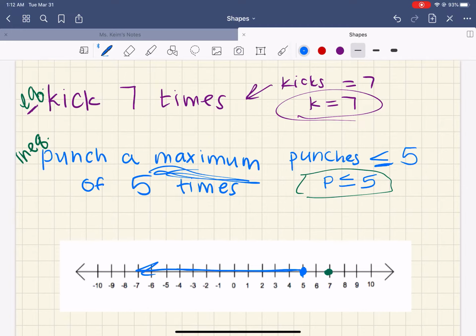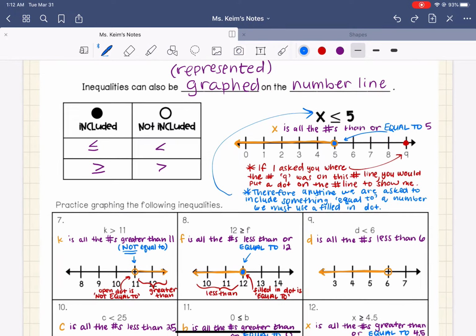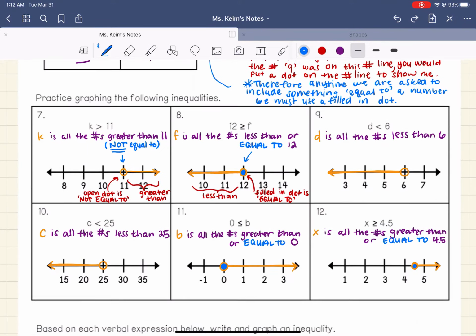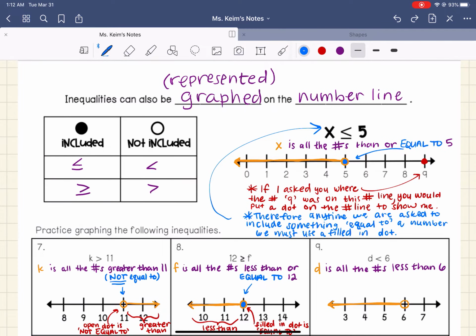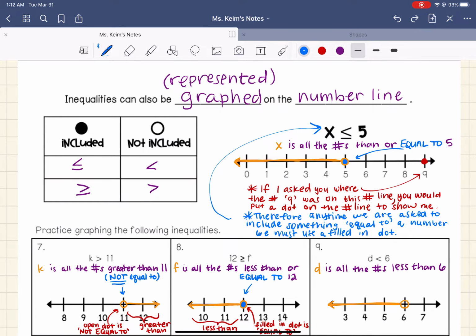Inequalities represent a range of solutions, so we're going to be using an arrow, either going this way or the other way. Equations would just be a dot. Okay, so on these notes, you'll notice that there's two different types of dots we use. We either use a filled in dot or an open dot.